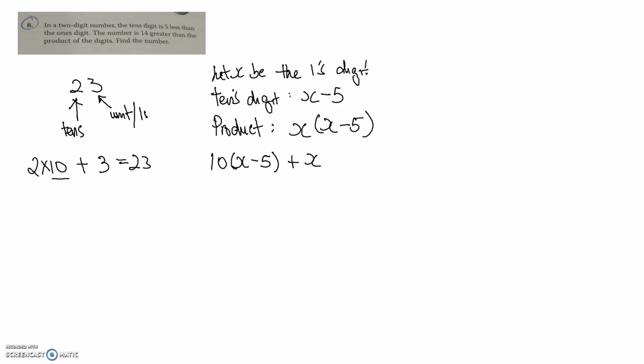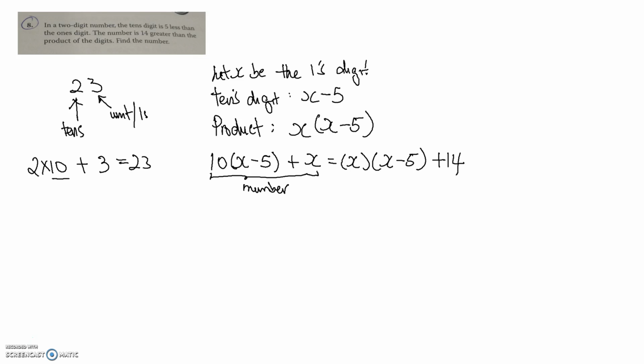And this number is 14 greater than the product of the digits. This number is 14 bigger than the product of the digits. So this is the product of the digits, and we need to add 14 because the product of the digits is 14 less than the number itself. That's why there's a 14 over there. Once again, the number on the left hand side is 14 greater than the product of the digits.